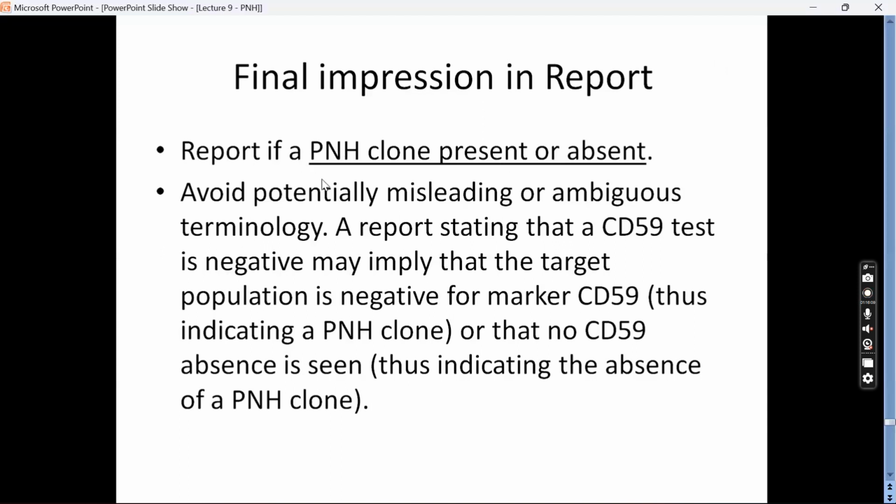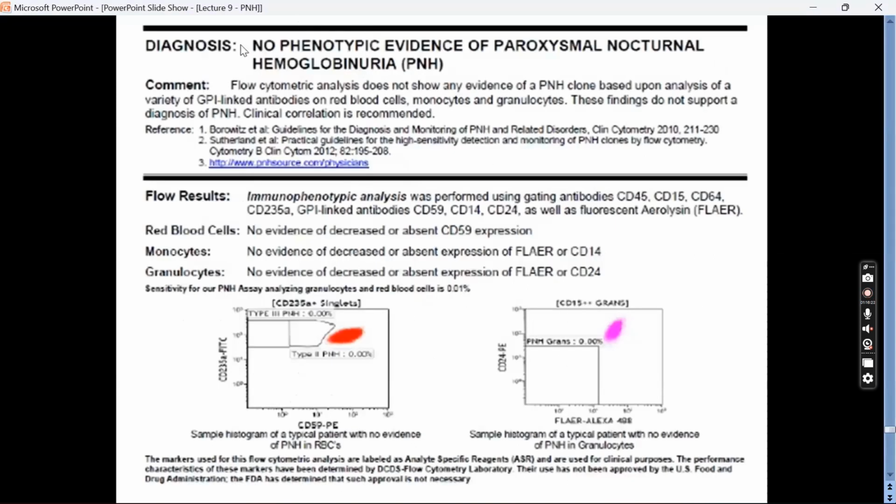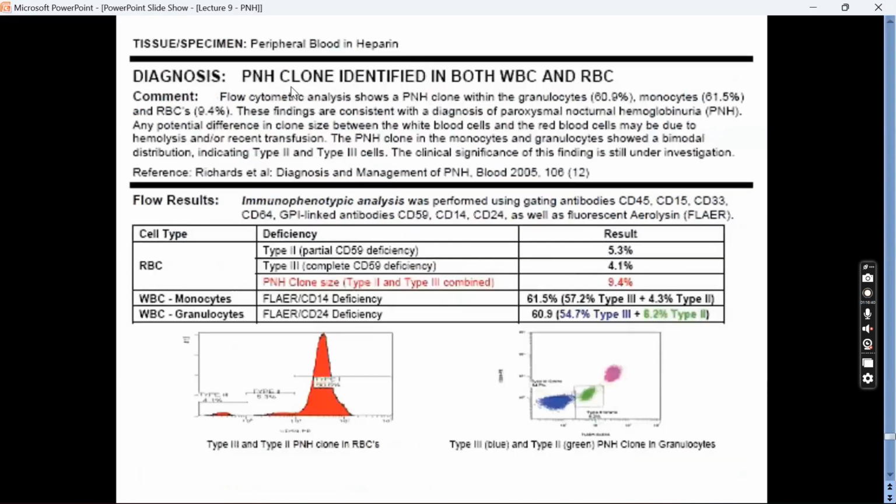So always report the final impression as PNH clone present or absent. Don't use positive, negative or detected, undetected, which is not advisable. So this is how a model report should be given. When you did not find any PNH clone in the patient, you need to report no phenotypic evidence of paroxysmal nocturnal hemoglobinuria. That means negative for PNH clone. If you find it, you put it as PNH clone identified in both WBCs and RBCs.